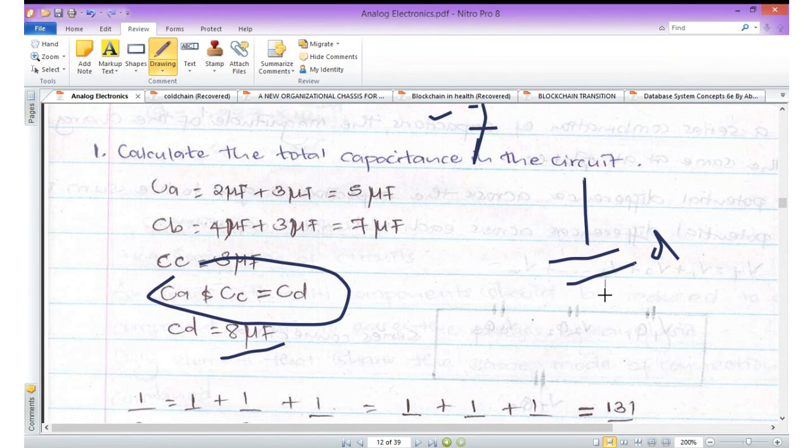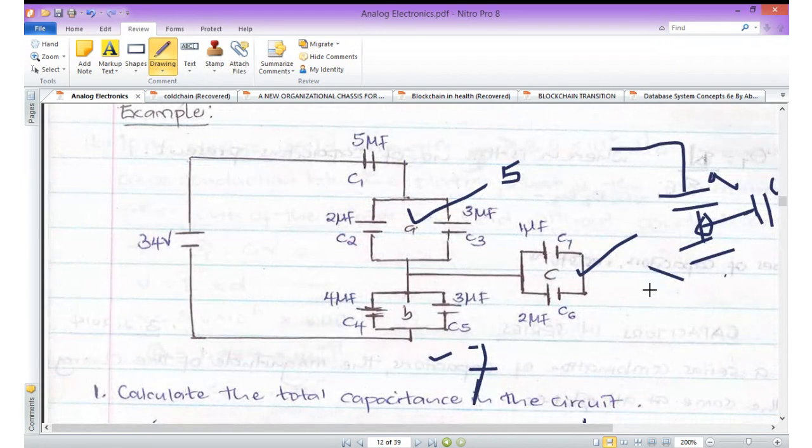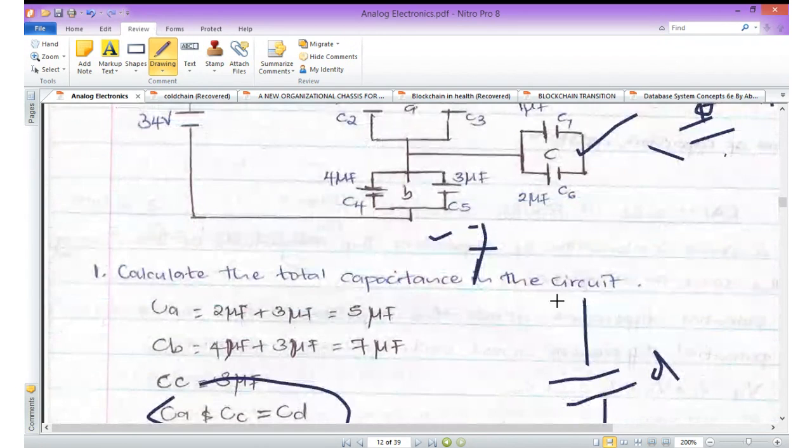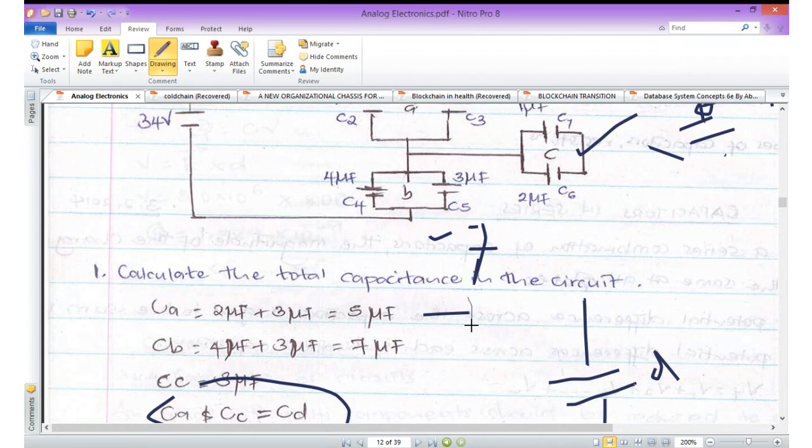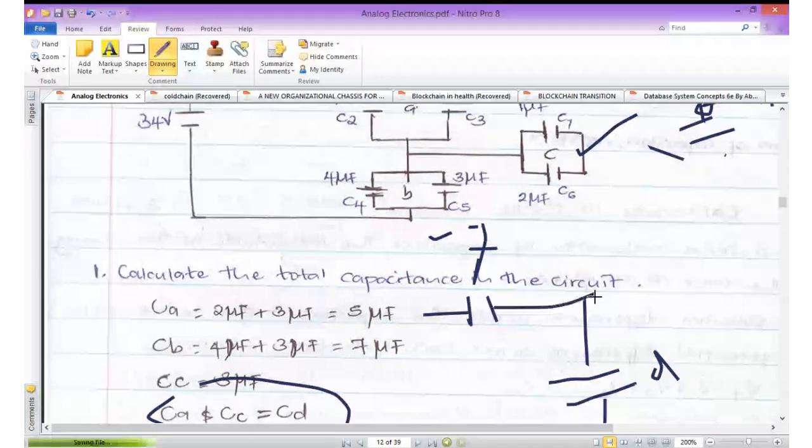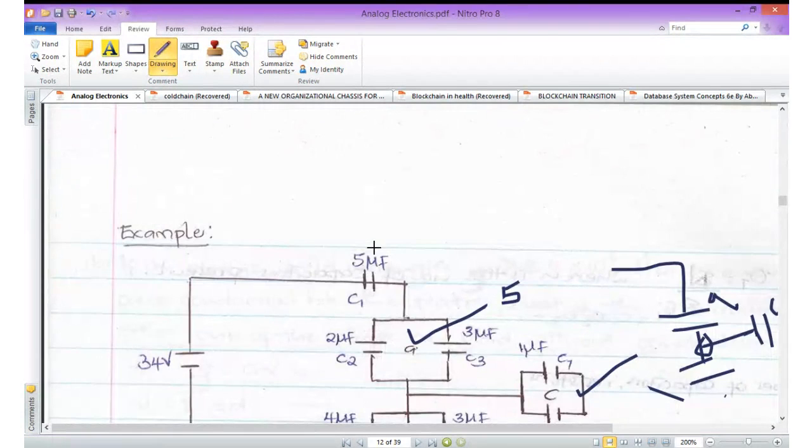Then we'll have the other circuit, which was circuit B, somewhere there. Then you'll have the others, which was, for instance, we had a capacitor here, which was capacitor 1 at about 5 microfarads.